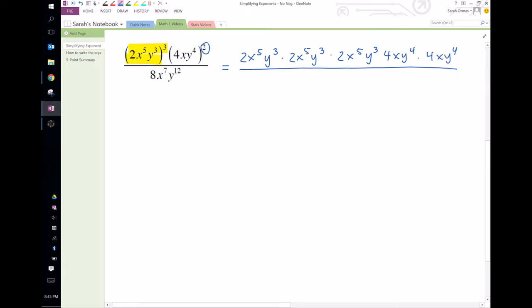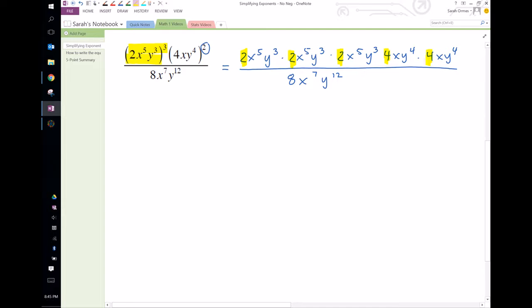So I know that was a lot to write out, but I think it is very helpful if you guys can do this. Okay, next thing we need to do. So we're going to look for all the things that are the same and try to combine them. So the first thing I'm going to deal with are my numbers. I have a 2 times 2 times 2 times 4 times 4.